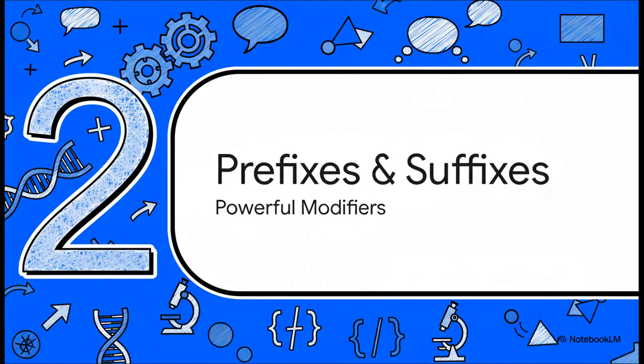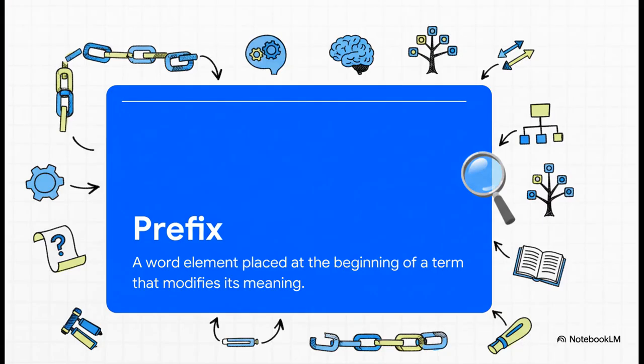Let's start with the parts that kind of bookend our terms, prefixes and suffixes. These are super powerful modifiers that can totally change the meaning of a word with just a couple of letters. A prefix is exactly what it sounds like. It's fixed to the pre or beginning of a word. Its whole job is to give us more information. We're talking quantity, position, maybe a condition, things like that.